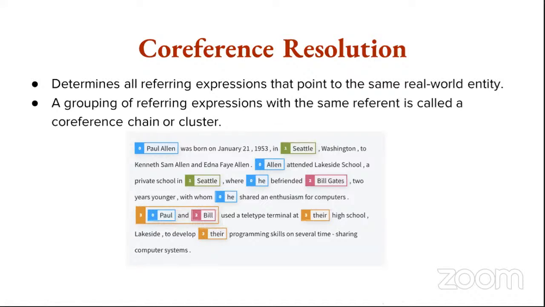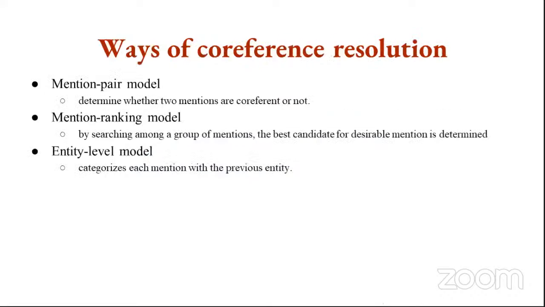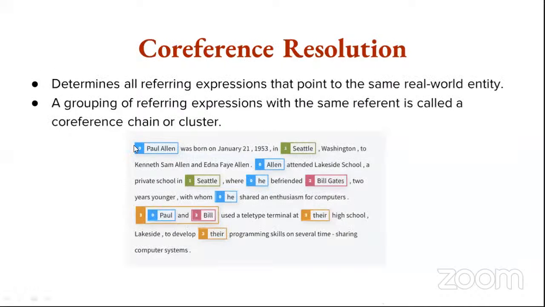So co-reference resolution means finding the co-referring entities together. There are several ways of doing it. One is called the mention pair model, which determines whether two mentions are co-referent or not. We have to extract all the entities and all the pronouns from a particular text. By using named entity recognition, we can extract all the entities, and by using a part-of-speech tagger, we can identify all the pronouns. Then we can consider all the pairs and check whether those two mentions are co-referring or not.